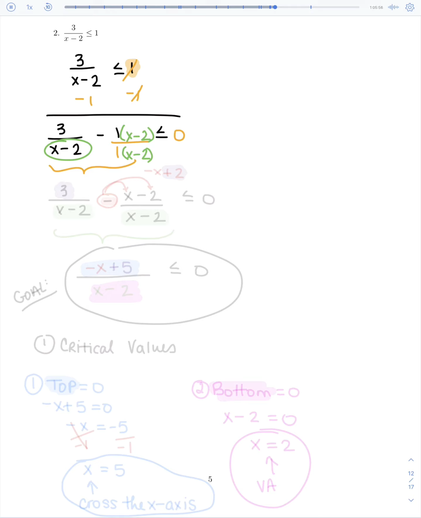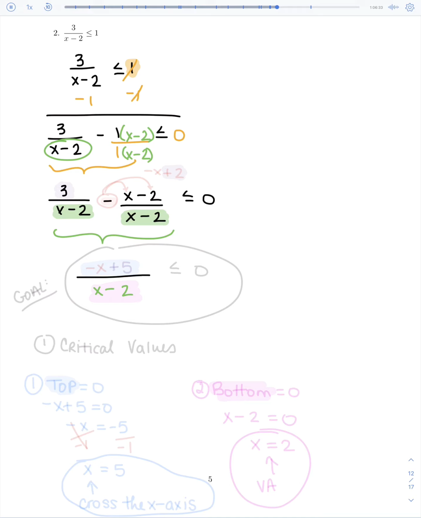Now I've still got my 3 over x minus 2 minus an x minus 2 on top and an x minus 2 on the bottom, and I've still got my 0 on the other side. But what's nice now is I forced a common denominator of x minus 2. So because I have a common denominator of x minus 2, I can put these together, and it will be a denominator of x minus 2. And we can add and subtract normally.